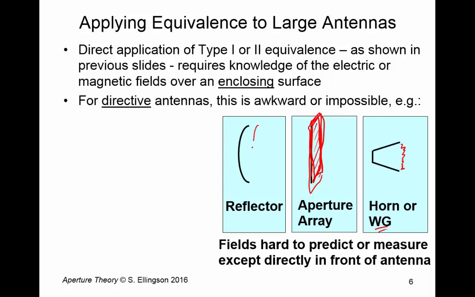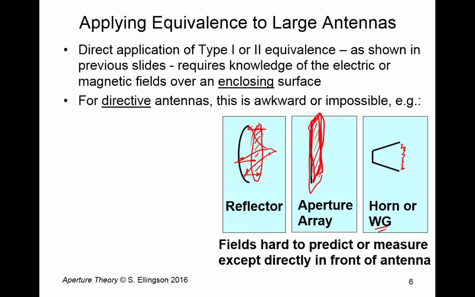In a reflector antenna, it turns out, we'll see this in a later lecture, it's pretty easy to know what the fields are in an aperture directly in front of the reflector. So in other words, if I have some feed here, it illuminates the reflector, those rays get bounced back into some aperture, and then I can define an aperture here where I know the fields. It's pretty easy to calculate them.